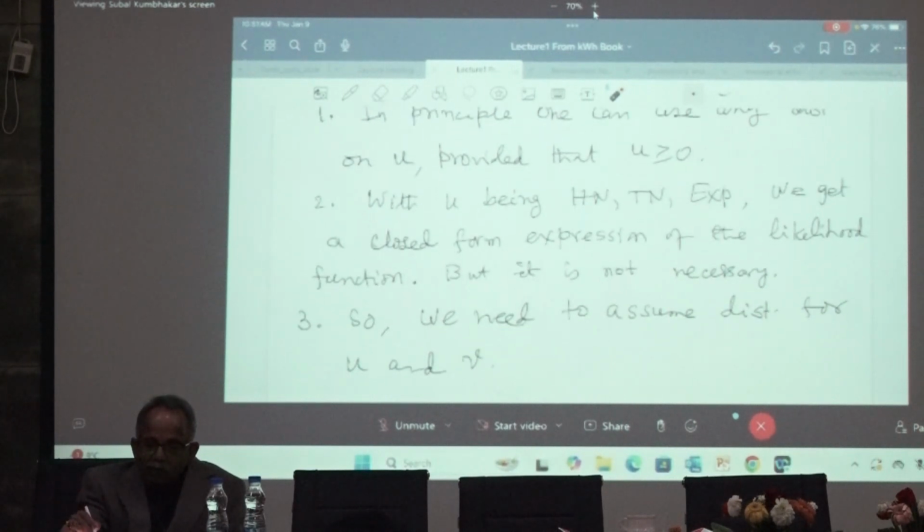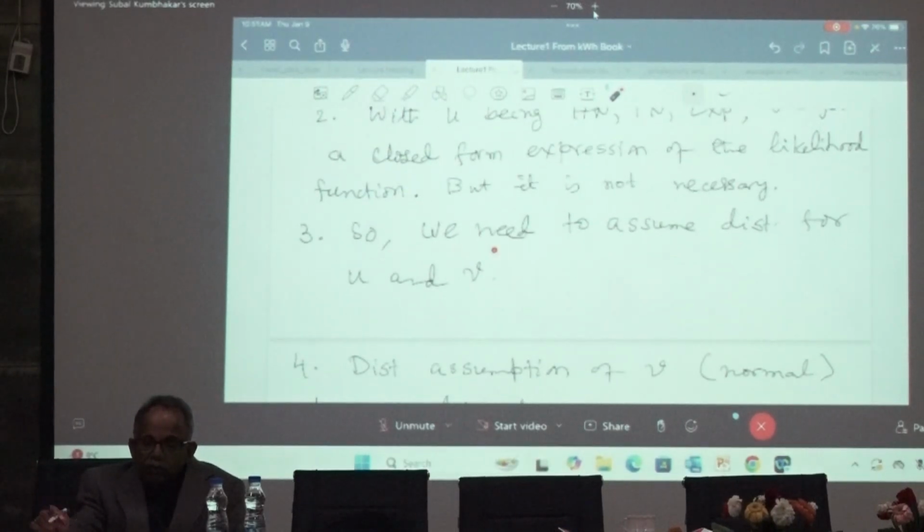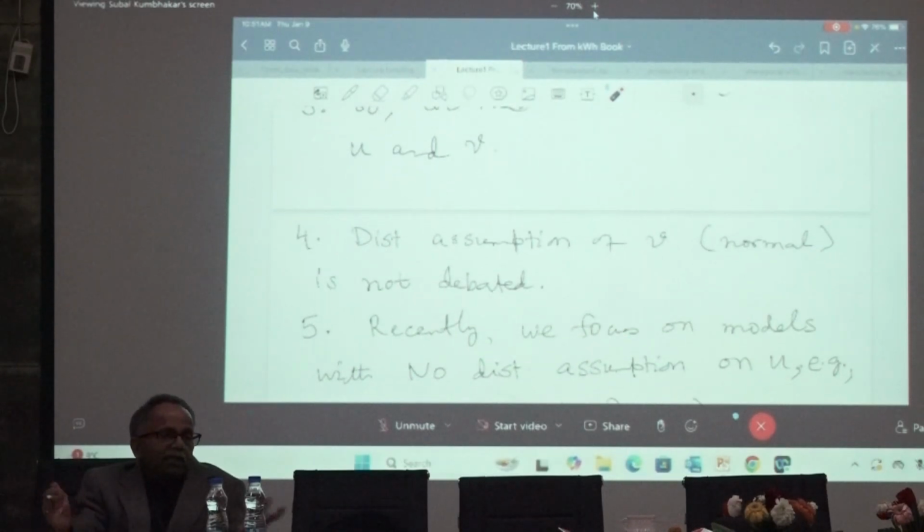As I said, half-normal, truncated normal and exponential are popular because we get a closed-form expression of the likelihood function, but that is not necessary. Based on what I did so far, we need to assume a distribution for U and V. Now the distribution of V is not debated, because it is a kind of noise, and if noise is distributed normally, usually people don't complain. The complaint is mostly about the distribution of inefficiency.